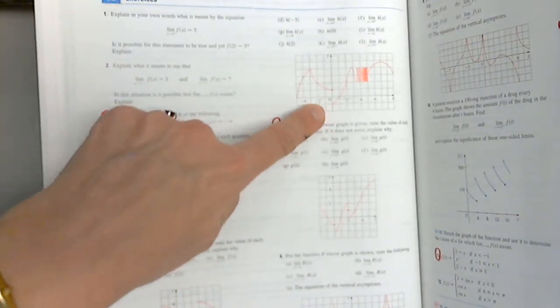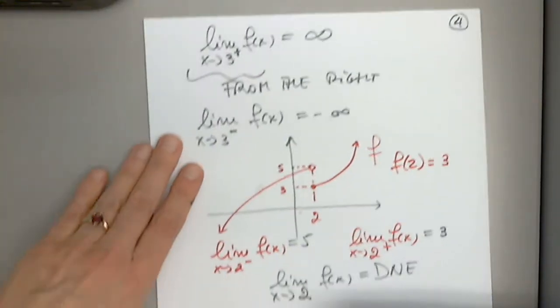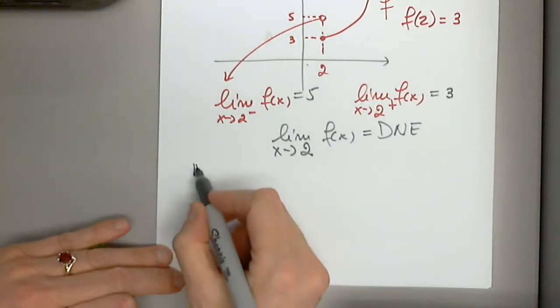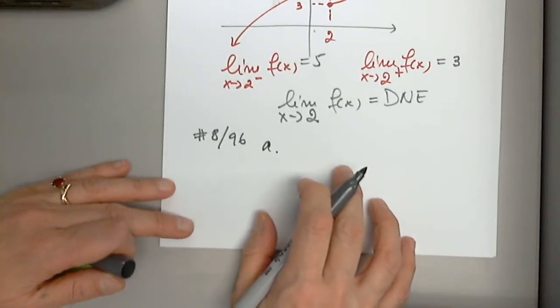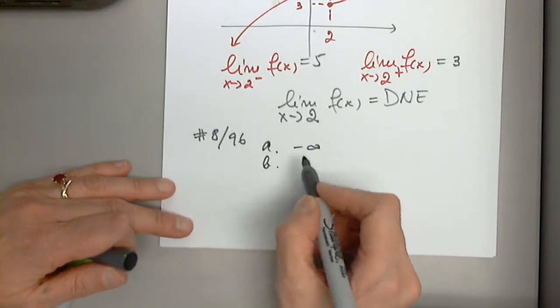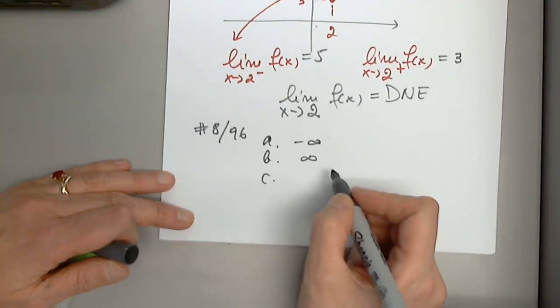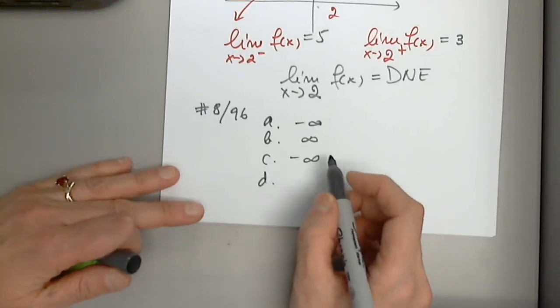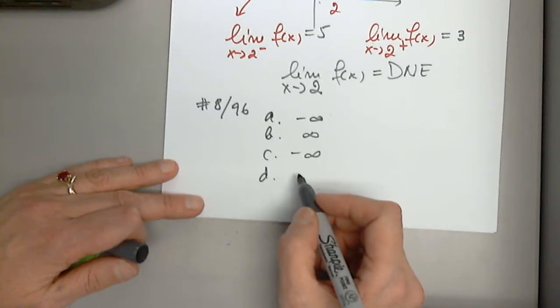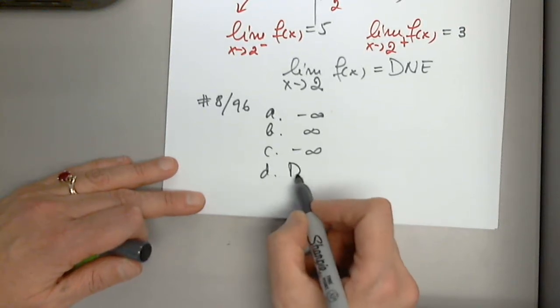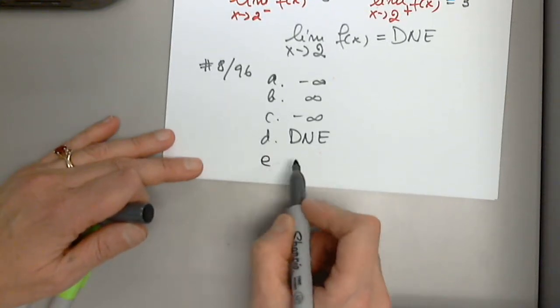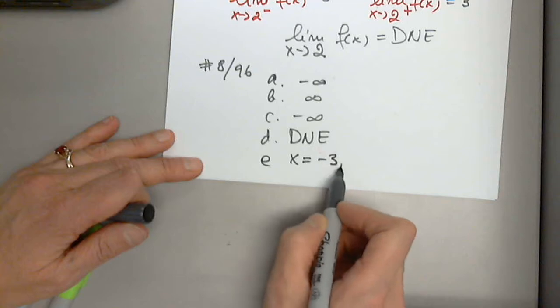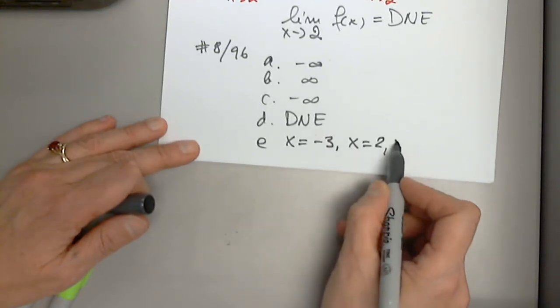Let's also look at one more. I would like to look at this problem, which is 6. Can you give me the answers so I can write them down for everyone, for number 8 on page 96. In part A, the answer is? Okay, in part B? Okay, in part C? And in part D? I thought we said DNE. Okay, and then for part E, x equals -3, x equals 2, and x equals 5.